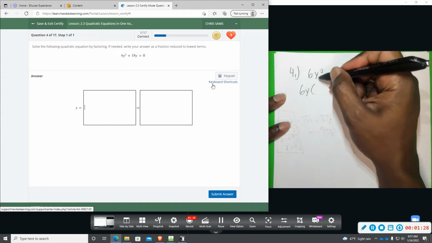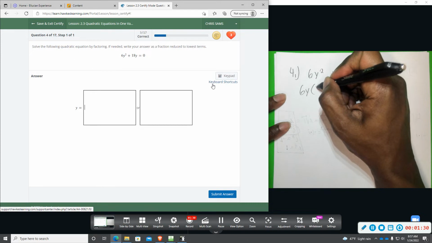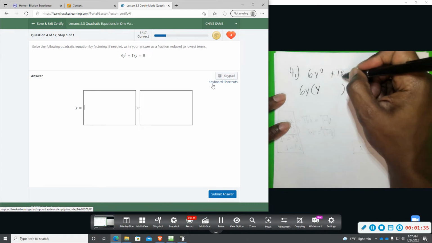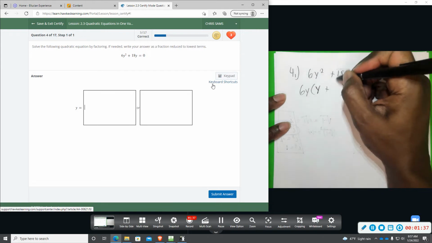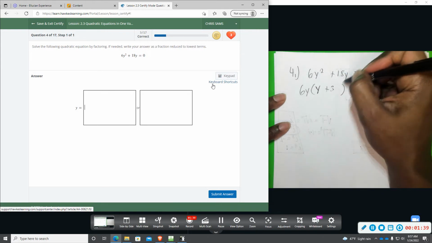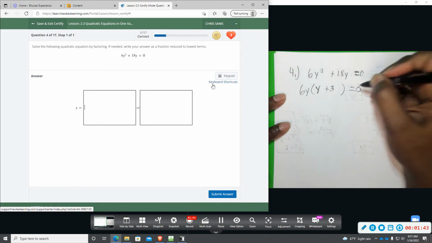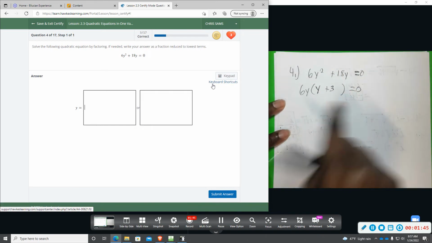6 divided by 6 is 1. Take 1y out, that leaves us with 1y. And then 18 divided by 6 is 3. It's going to be positive. And then take a y out, we have no y's left. So we have, and this is equal to 0, 6y times y plus 3.